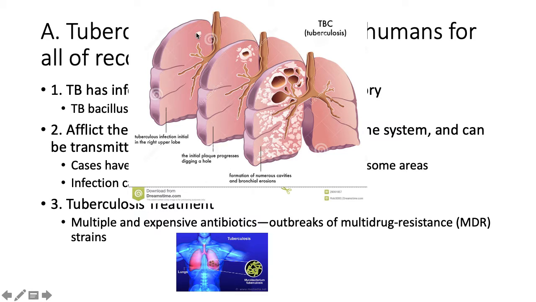So you can see what TB does is it kind of creates these little pockets or plaques inside the lungs.